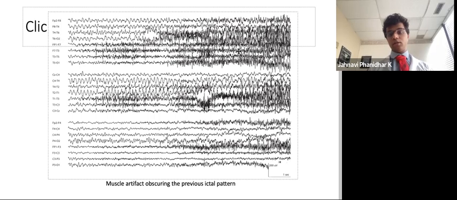We can see that the same seizure we can't interpret because of the muscle artifact obscuring the entire EEG study. It's because of the generalized tonic-clonic seizures which have created the muscle artifact.